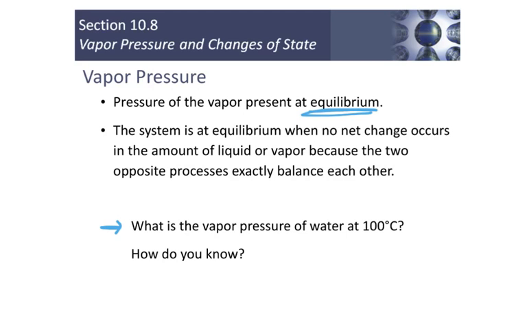So here is an interesting question. You have to think it through. What is the vapor pressure of water at 100 degrees Celsius? Or we could say, what is this vapor pressure equal to? So let's think about what happens at 100 degrees Celsius. Well, at 100 degrees Celsius, water is boiling.